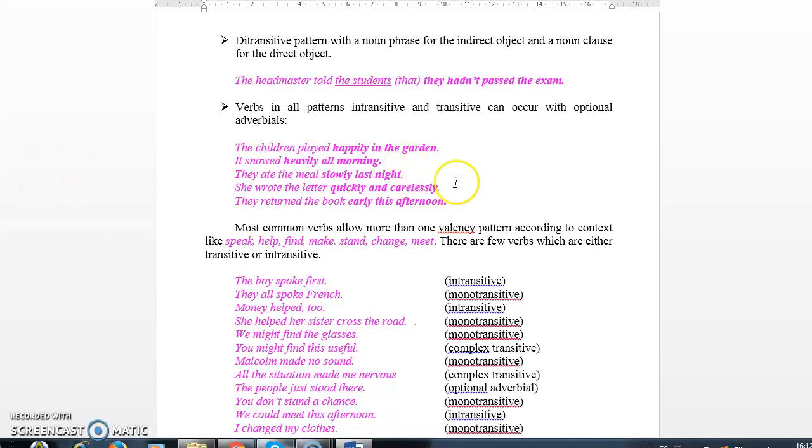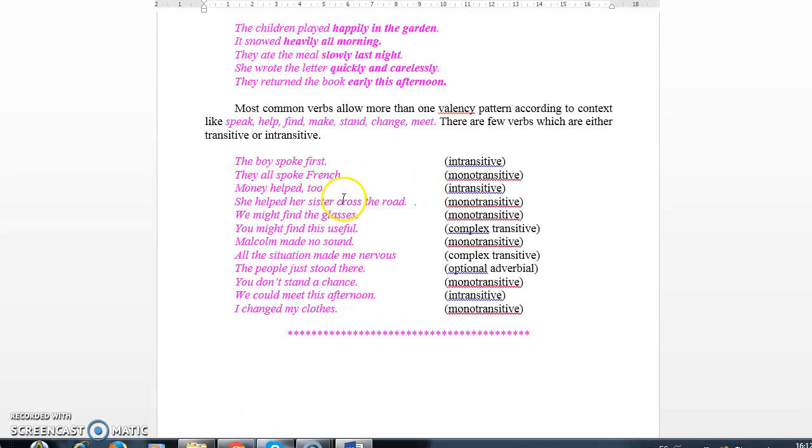Okay, I hope this has been useful. Here you have some examples of how most verbs allow more than one valency pattern. Depending on the context, you can have different verbs that are functioning as linking verbs or as transitive verbs. For example, if I say the soup tasted awful, there you have a verb that is linking, because awful is an adjective phrase, and it is telling you what the soup tasted like. Now, if I say the chef tasted the soup, there tasted would become a transitive verb, because the soup would be a direct object.